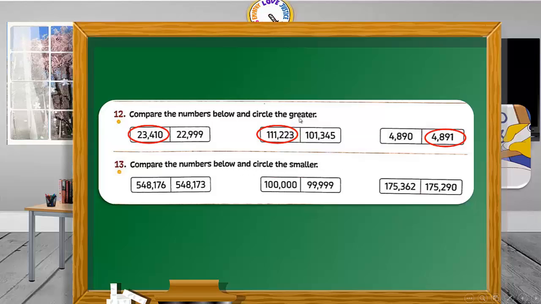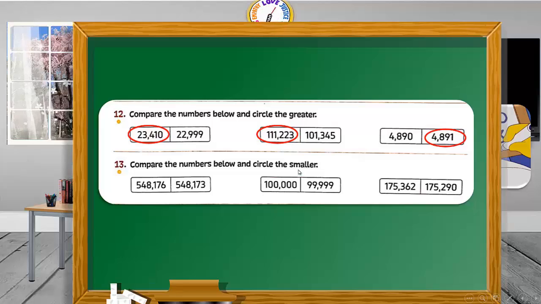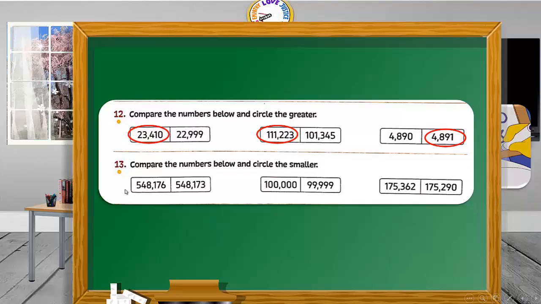Here he tells you compare the numbers below and circle the smaller. Before, we told you make a circle over the greatest number, but here he tells you to compare and make a circle over the smaller.